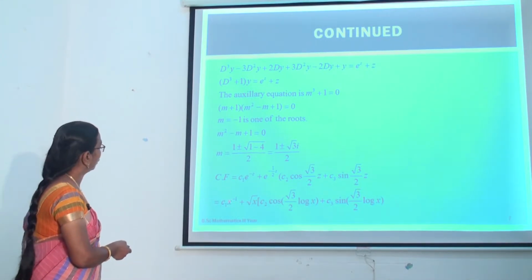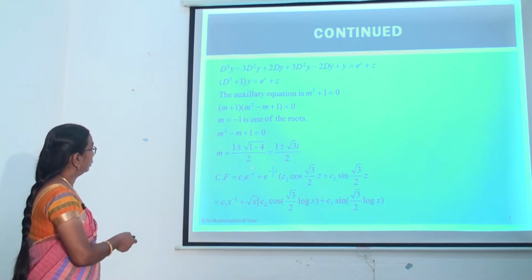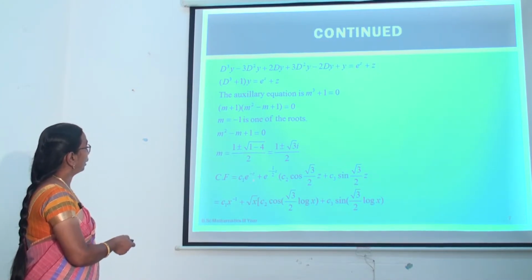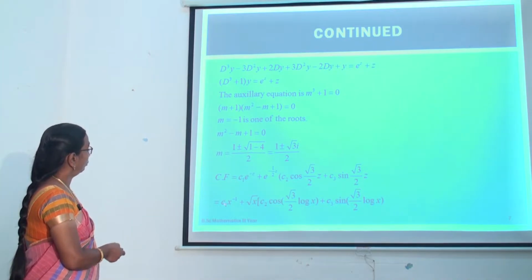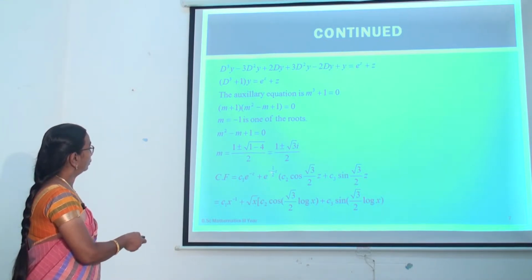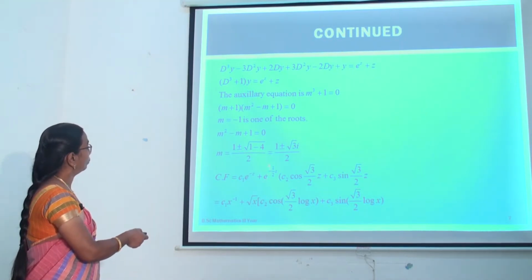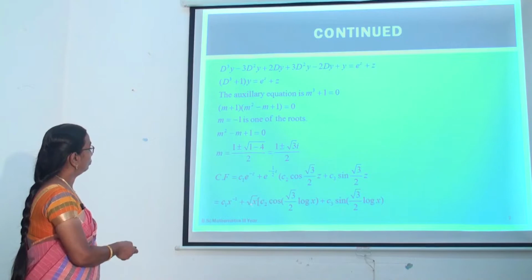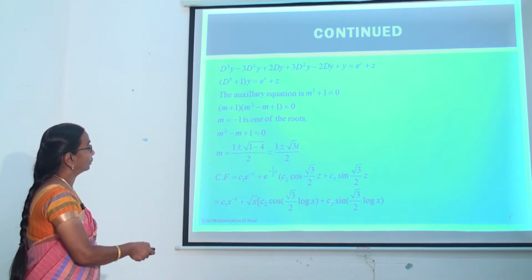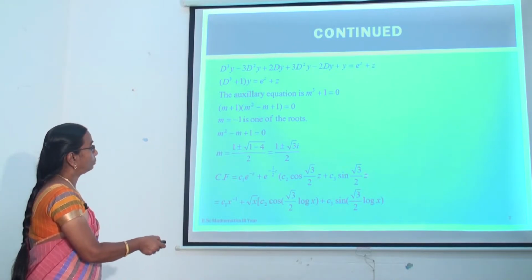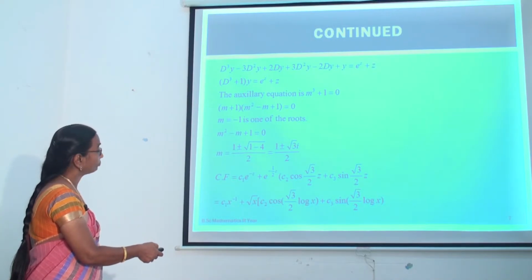That means C1 into x power minus 1 you will get. e power z is x, so e power minus z can be taken as (e power z) whole power minus 1. So it will be C1 into x power minus 1 plus e power, there is a correction, this must be e power plus 1 by 2 z. So it will be root x, C2 cos root 3 by 2 log x plus C3 sin root 3 by 2 log x. In the place of z you will get log x.